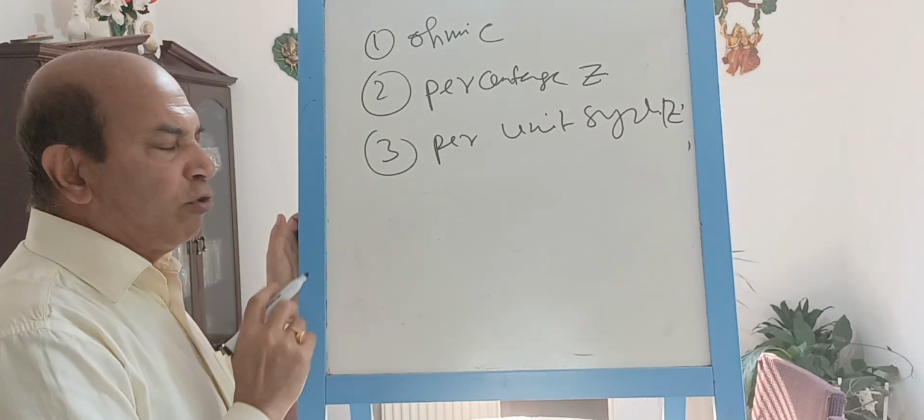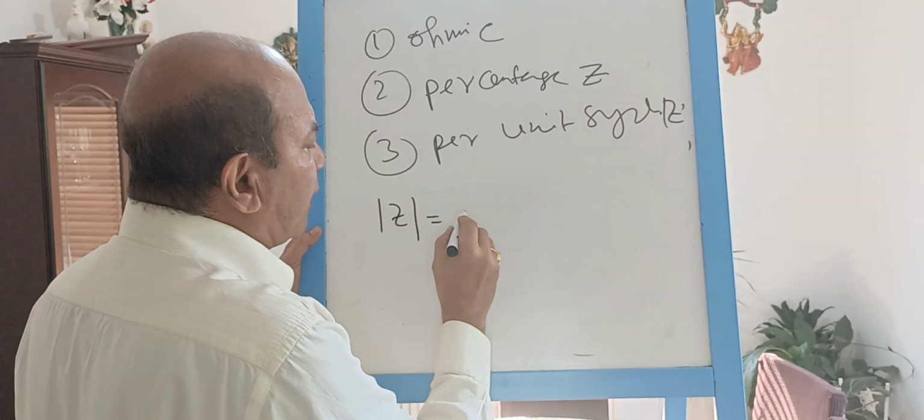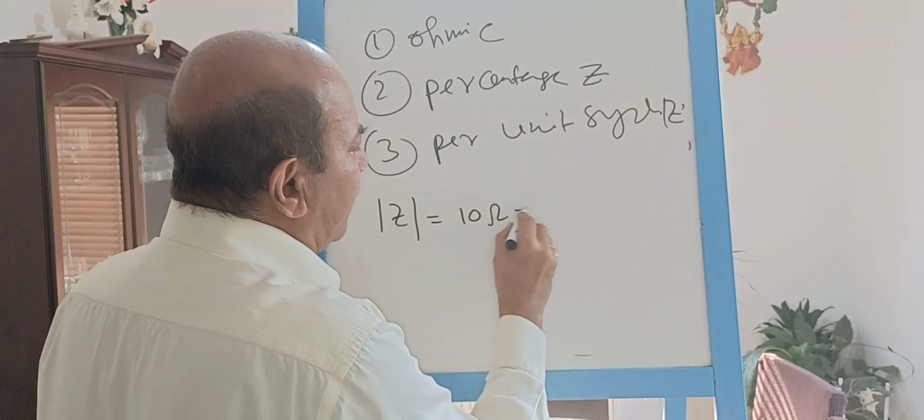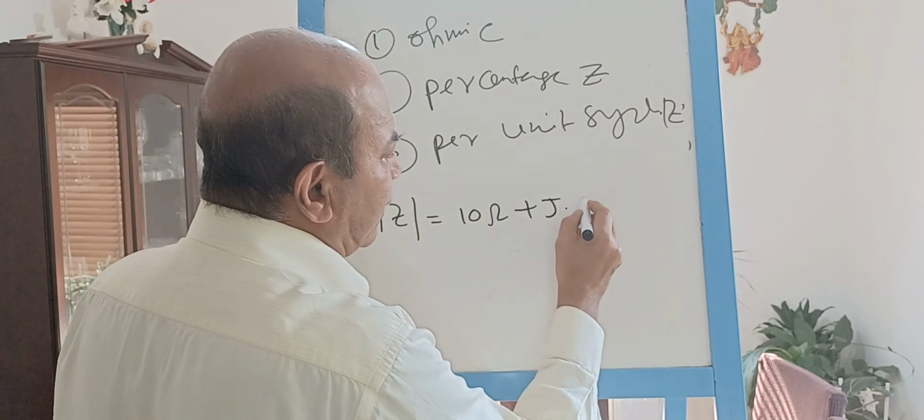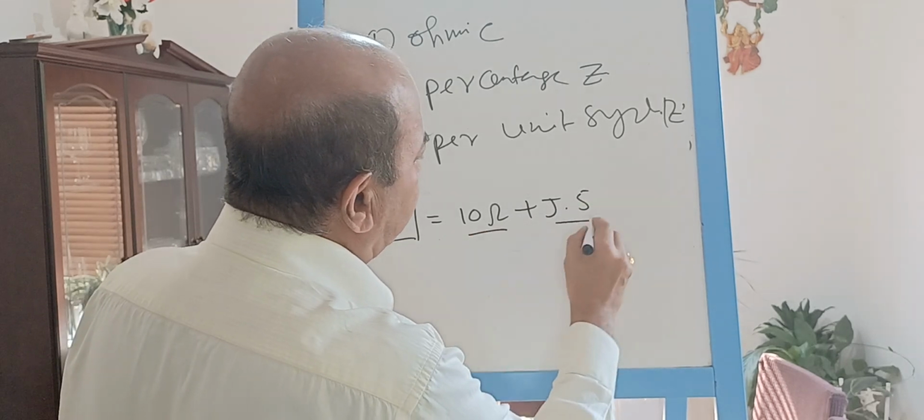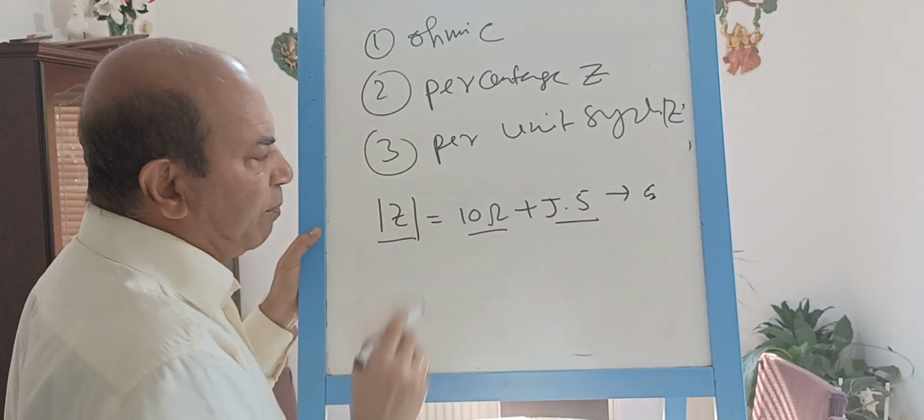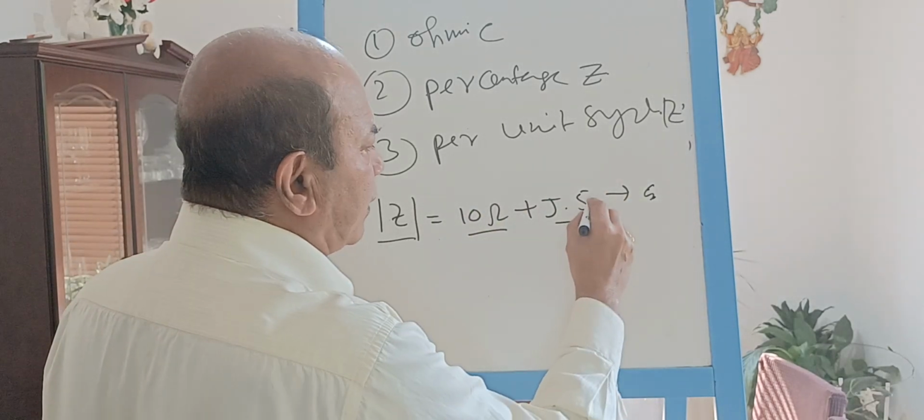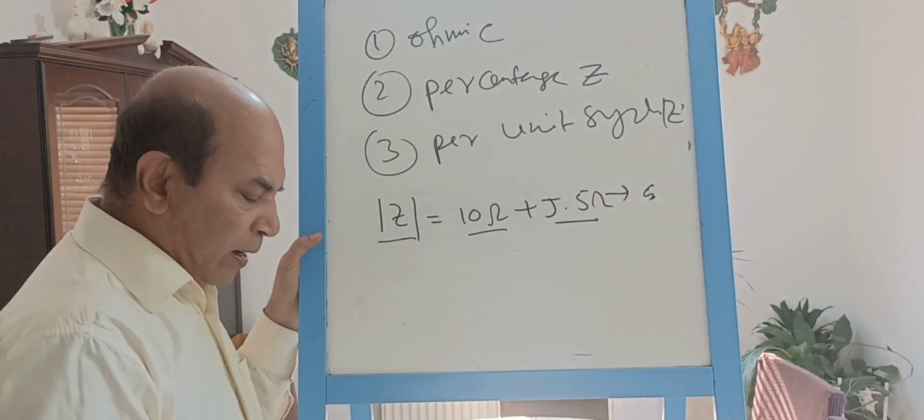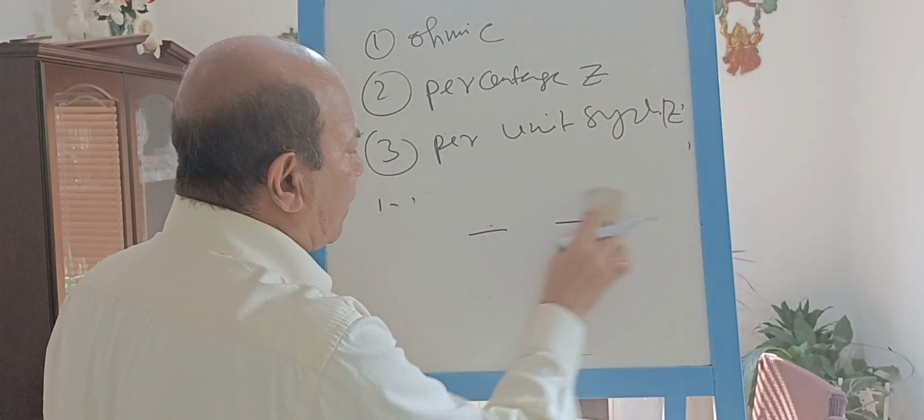In the case of ohmic value, it is very simple. Suppose for a particular equipment Z is given, resistance 10 ohm and reactance, j times, maybe 5 ohm. So the impedance Z is equal to 10 ohm plus j5 ohm. Suppose this is a generator. So we can simply represent it this way. This is the simple way. But if we go to represent the percentage impedance, what does it mean?